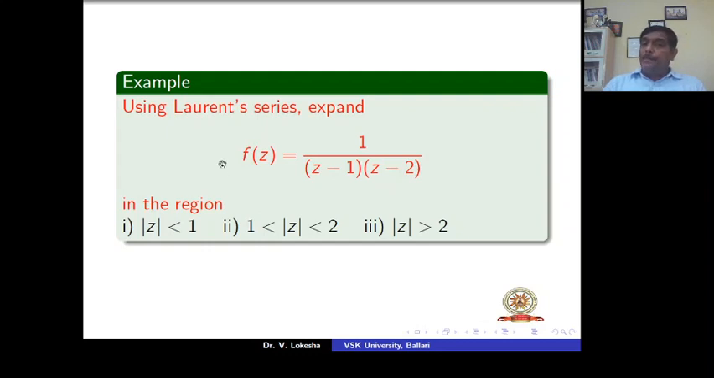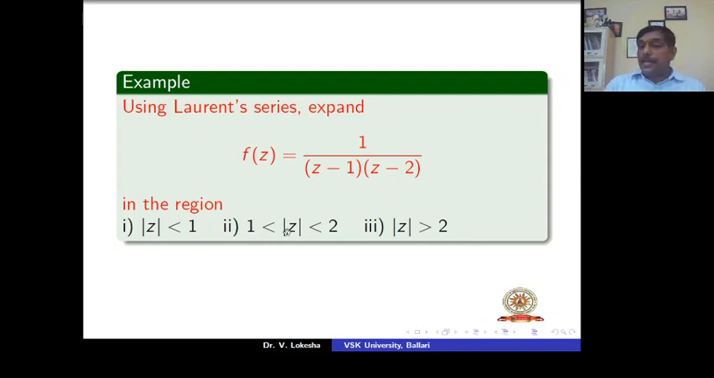Now, one more example related to Laurent series. Here you can expand the function f of z is equal to 1 by z minus 1 into z minus 2 in different regions. The regions given are mod z is less than 1, then 1 less than mod z less than 2, and one more region, mod z greater than 2. What is the meaning of mod z less than 1? Here the center is 0 and the radius is 1, and we consider only the points lying inside.